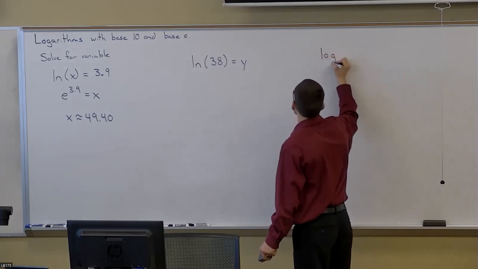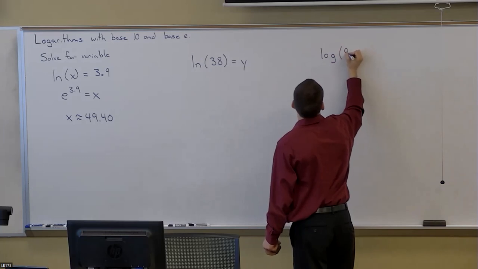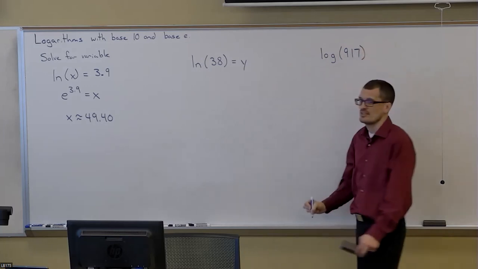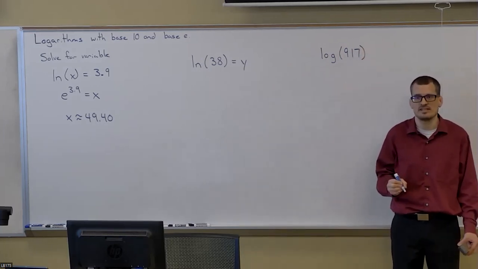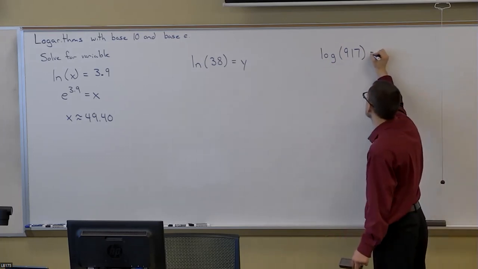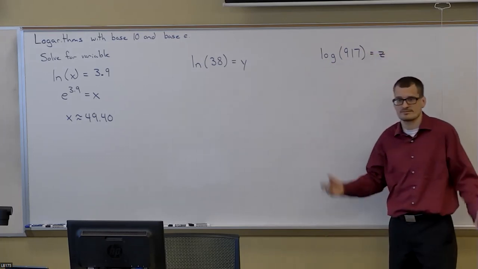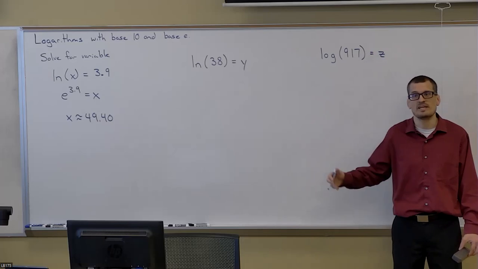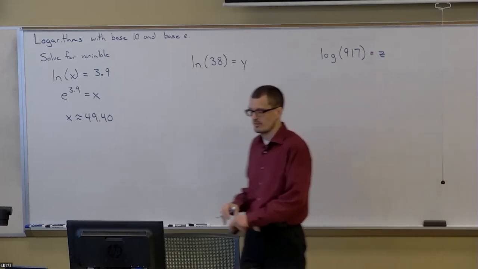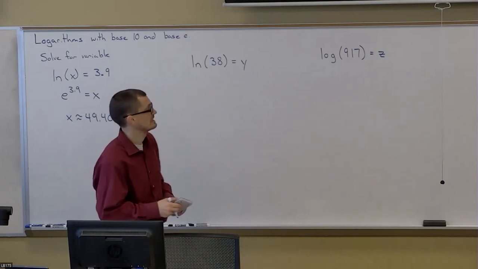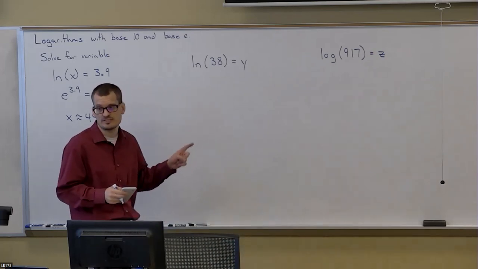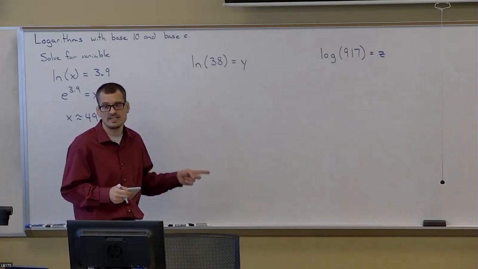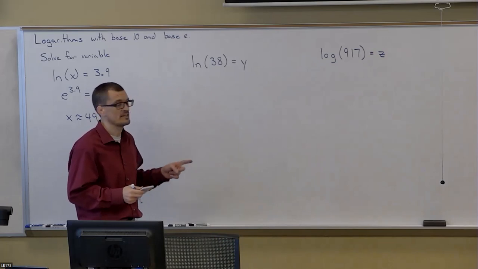Or if we said, let's take log base 10 of 917, you'd say 10 to what power is 917? I don't know, right? So we wouldn't be able to do these two problems using the methods we were just dealing with, because 38 is not a nice power of e, and 917 is not a nice power of 10.